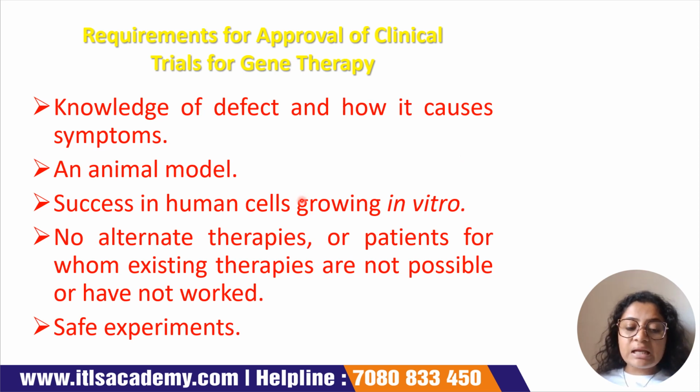Then we need a good animal model, which is preferably a mice or a rat or a chimpanzee or a guinea pig. Okay, then we need to go for human study, human or mammalian study, where we can use chimpanzee or ape also as alternative, and we need to grow those cells in vitro, means under lab conditions. Then no alternate therapies, or patients for whom existing therapies are not possible or have not worked. So any kind of loophole should not be there.